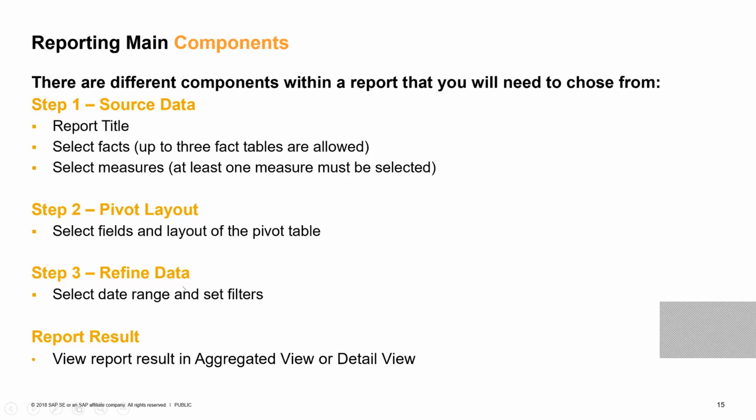And then on refine data, that's where you can select the date range and set some filters, for example, to exclude certain criteria. And then finally, when you display the report result, that's where you can see the report in an aggregated view or a detailed view.